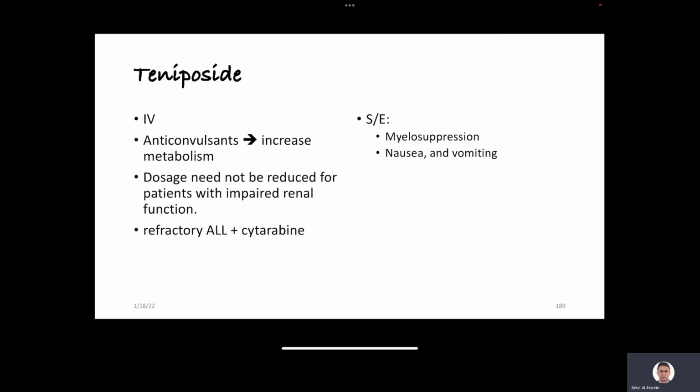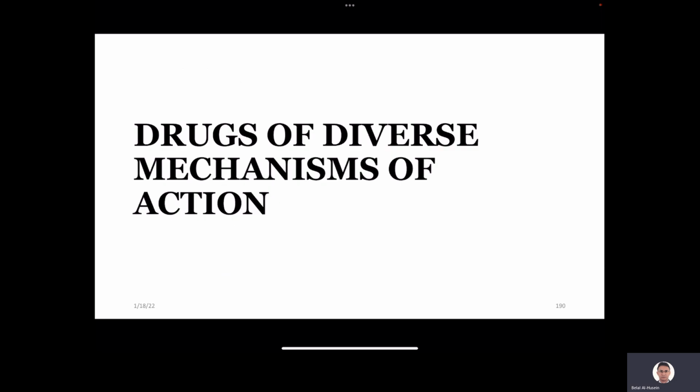Co-administration of anticonvulsants could lead to increased metabolism. Dosage need not be reduced in patients with impaired renal function. It's used in refractory ALL. Refractory means ALL that is not responsive to therapy, or you didn't notice any initial improvement or response after initial therapy. You could add it to cytarabine. In that setting, side effects include myelosuppression and nausea and vomiting.